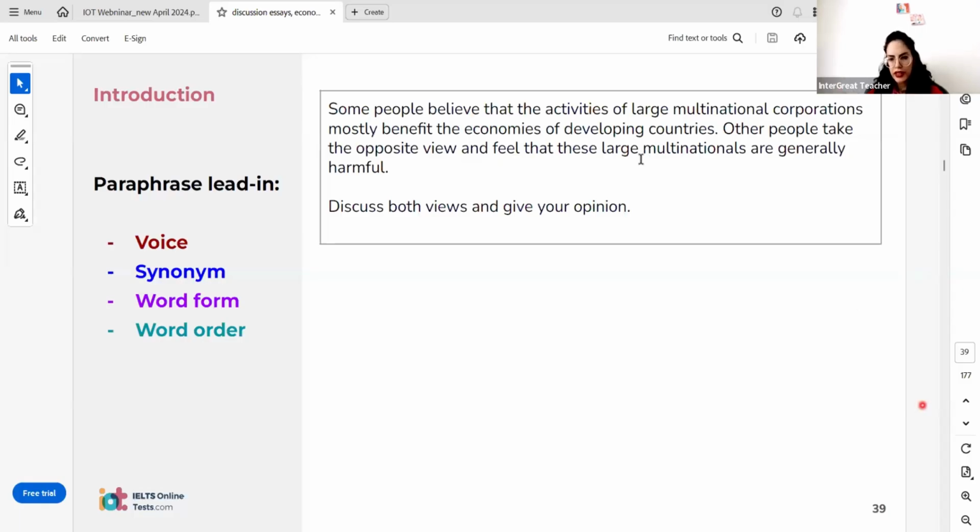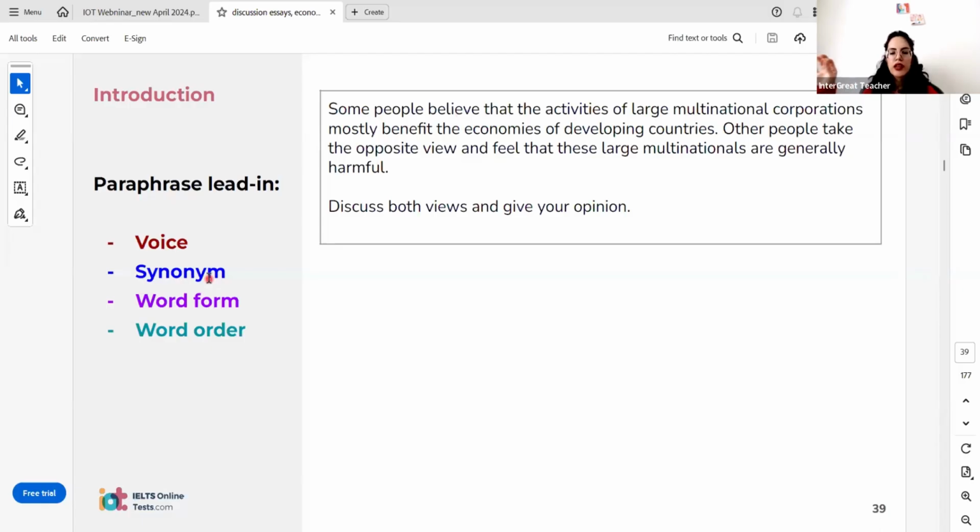It is active, exactly. How can I turn it into passive? Just focus on this big sentence. How can I, if I were to start the sentence with it? Very good, Maisha, exactly. Very good. So I could simply say it is believed. So some people believe, it is believed. That is change voice. Then synonyms.